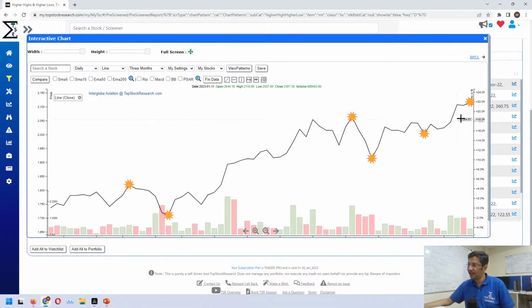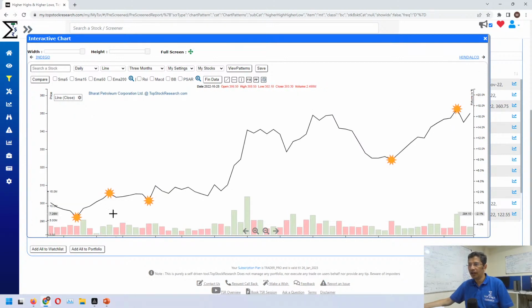If you see, this is nicely trending up, and nicely trending up, right? With certain retracements. Over here also, you'll see that it has gone up, came down, gone up, came down, right? Pretty much on the normal market cycle.